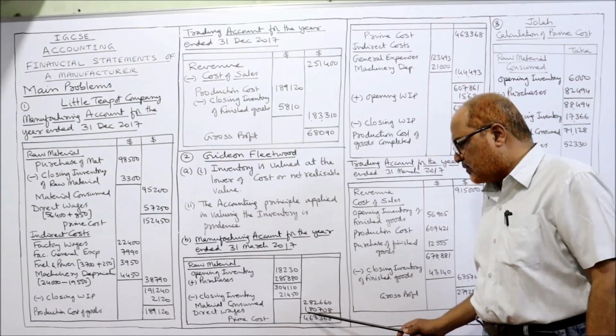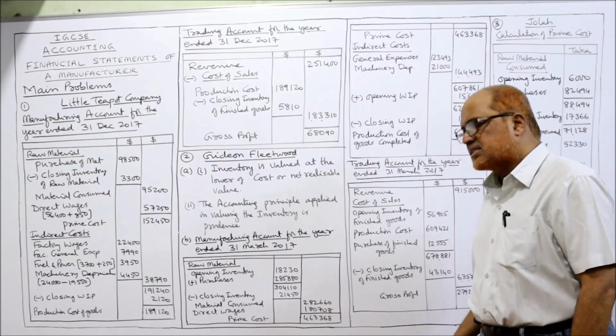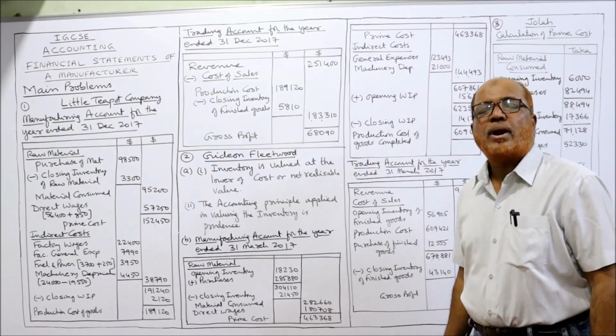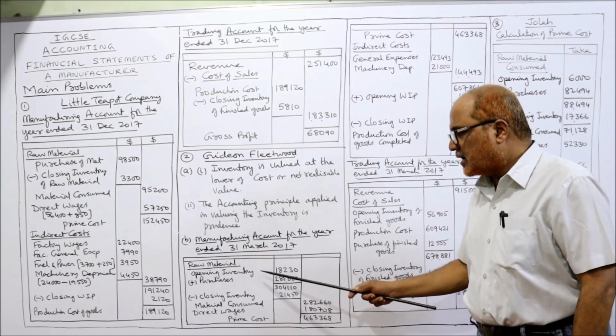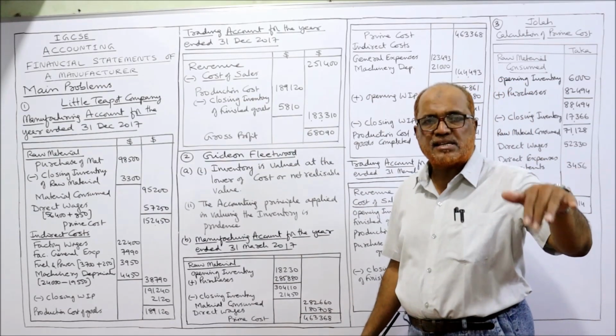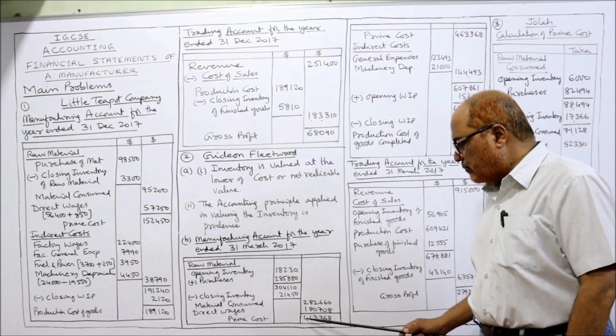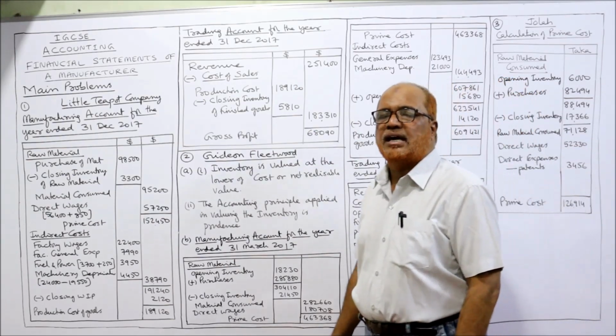Direct wages are given in the problem as 187,008. Add up both: 469,668. This is the prime cost, made up of material consumed and direct wages. We don't have direct expenses. If there were direct expenses, we would have added them, but we don't have any. So we got the prime cost.